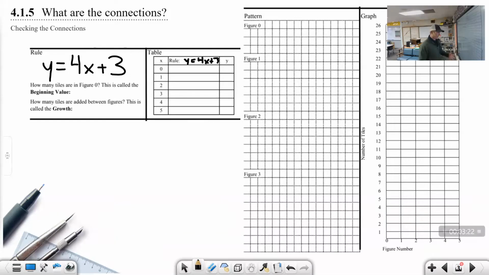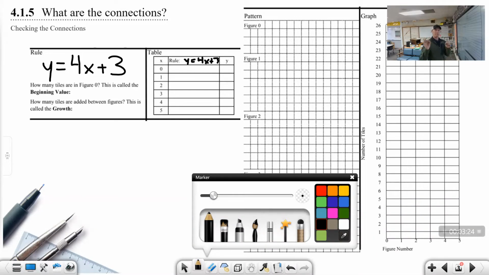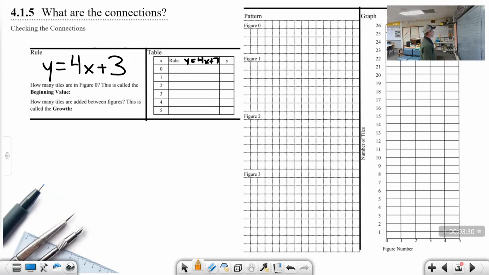Now, before I get started, I'm going to go ahead and begin color coding information. I'm going to pick, let's choose orange for the beginning value. How many tiles are in figure 0? This is called the beginning value. Well, I know in my rule, this tells me my beginning value. My beginning value is 3.